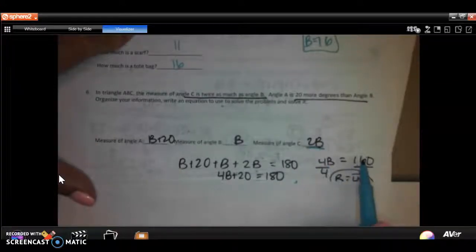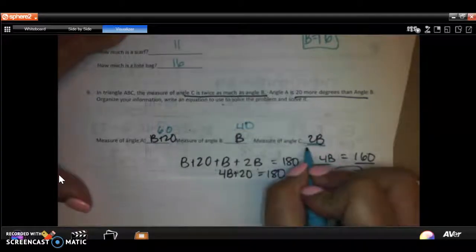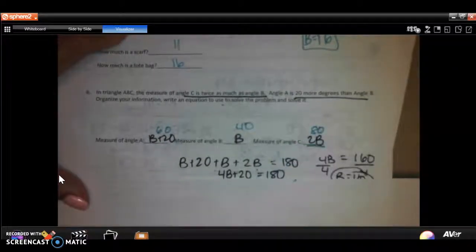Subtract 20 on both sides, you get 4B equals 160. Divide both sides by 4, you get B is 40. That means angle B is 40. This is 20 more than 40, so it's 60. This is 2B, so it should be 80.